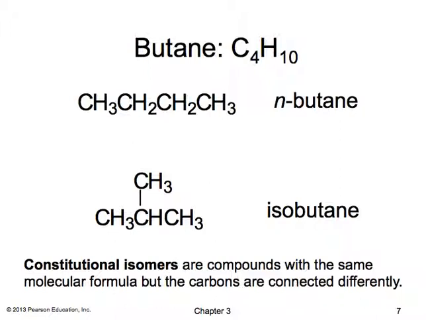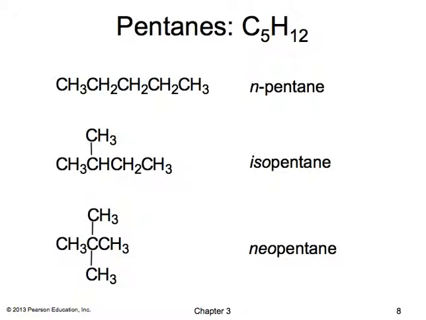Constitutional isomers are compounds with the same molecular formula, but the carbons are connected differently. Pentane: as you increase the number of carbons, the number of constitutional isomers increases. As an example shown here, pentanes, C5H12, this is normal pentane, again with an italicized n in front of the pentane, isopentane, and then here's neopentane. All of these are pentanes, and as a result of different connectivities, they're constitutional isomers.